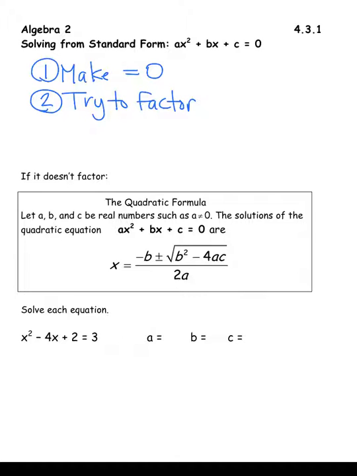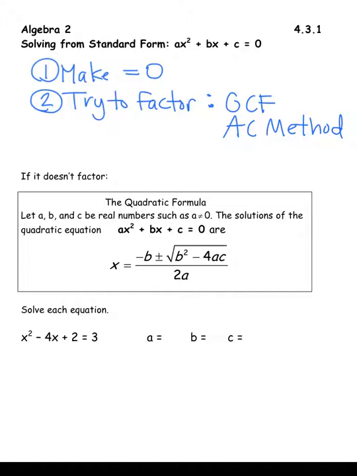Factoring would be either taking out a greatest common factor or the AC method, and sometimes you use both. However, if it doesn't factor, then we have to remember the quadratic formula. We've all seen this before. You've used it in Algebra 1, you've used it in geometry, and we just have to remind ourselves about it now. The important thing is that you make it equal to 0.